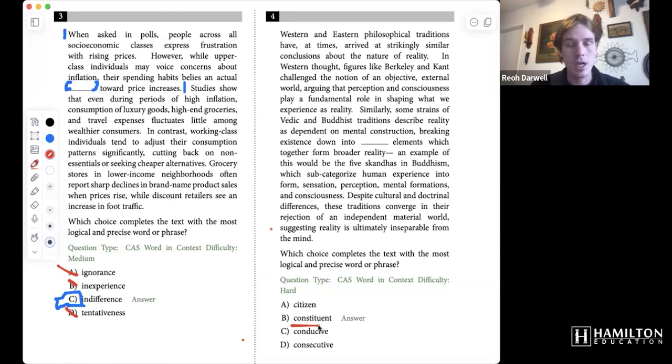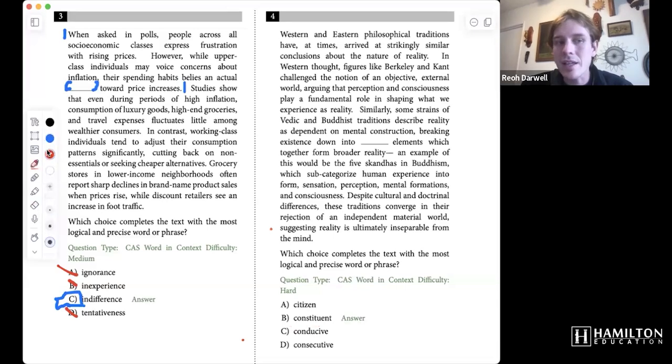The constituent elements of an atom are subatomic particles, right? Protons and neutrons and electrons. The constituent elements of a cell are our organelles, right? Our mitochondria, the powerhouse of the cell, and our nucleus and things like that. The constituent elements of a district in politics are the people who live there. So that's why that word constituents exists. It's something that makes up something else.